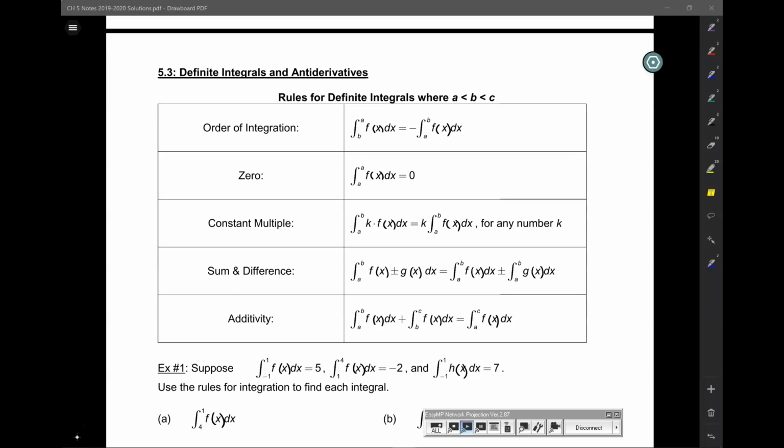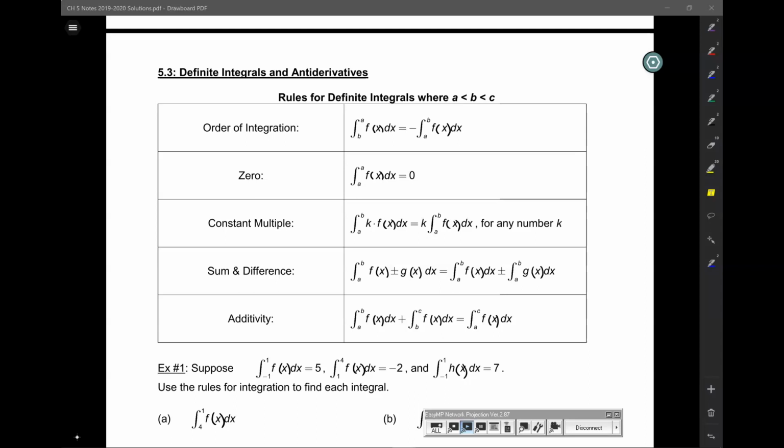We are starting with 5.3, and again, we're gonna jump back and forth a little bit because this book does things in slightly different order than usual. Okay, so we're gonna talk about rules for integration.